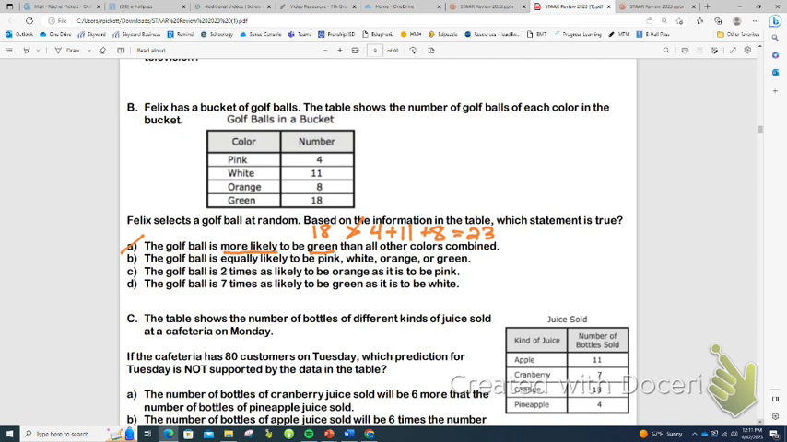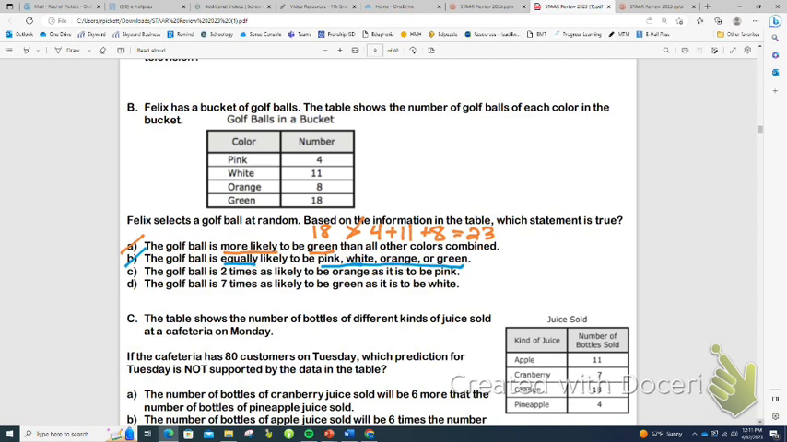Now let's check B. B says the golf ball is equally likely to be pink, white, orange, or green, which means that all of those colors would have the same number of golf balls. We can see based on the table that they do not all have the same number. They're all different, so that's not the correct answer.